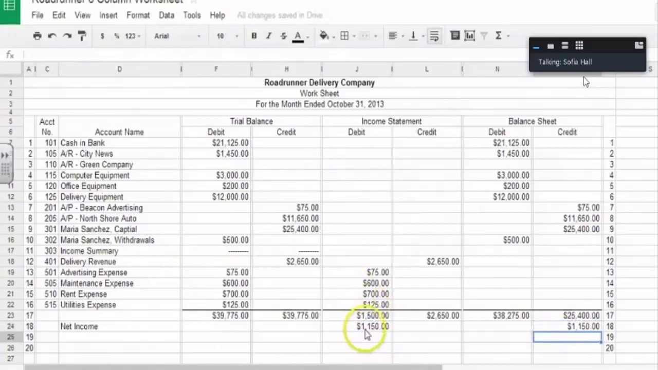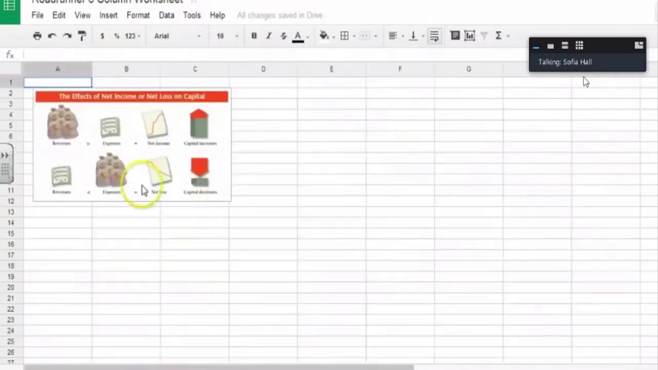So you've noticed I've got net income that's highlighted right here in the debit section of my income statement. And I've also got net income over here in my credit side of my balance sheet. Now, why do I put it on my balance sheet? Let me tell you why. I'm going to click over here to my second tab, and I'm going to look at the effects of net income or net loss on capital.